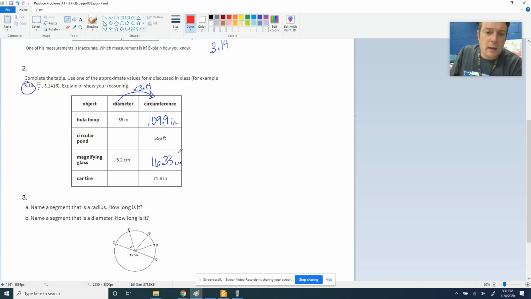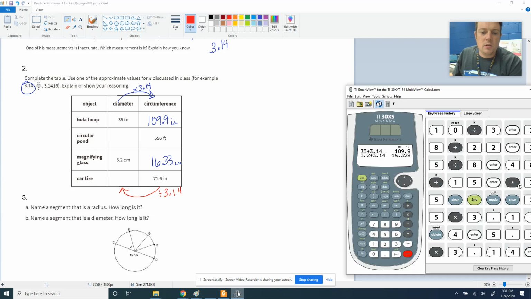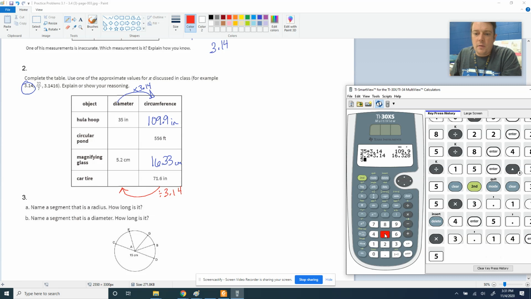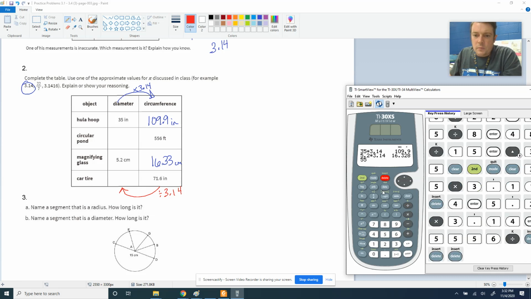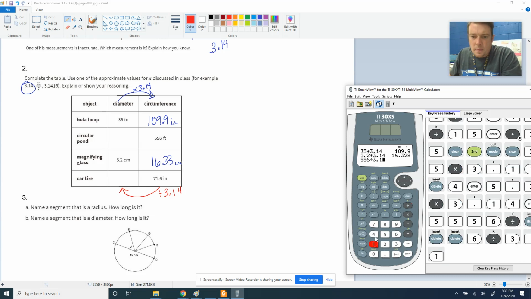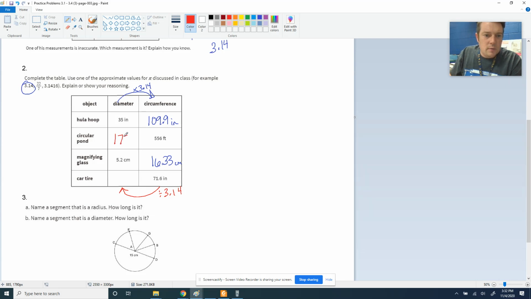Now, to come back on this table and to go the other direction, we want to divide by our constant of pi. So we want to come back with division by it. So that first one, the circular pond, 556 feet, we want 556 feet divided by pi. And that's going to give us the rough estimate for the diameter. I'm going to go with 177. So 177 feet. That was close enough for me to round to a whole.